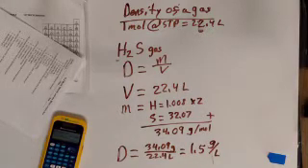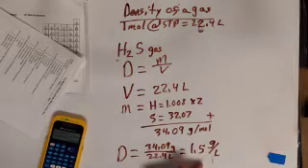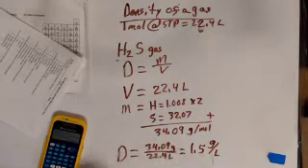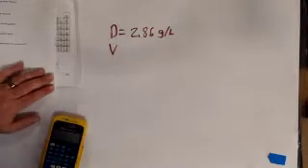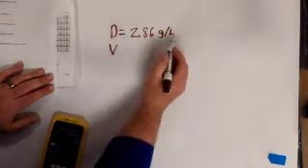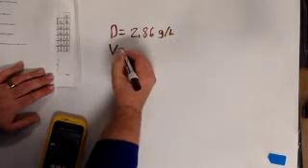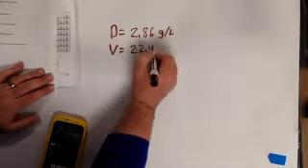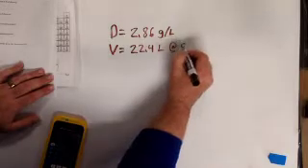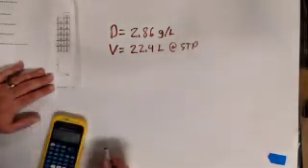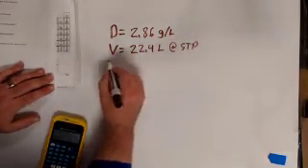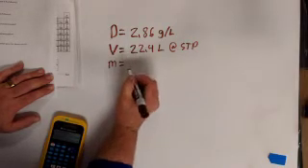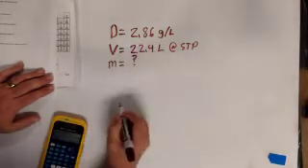Okay. If you needed to go the other way, if you had the density and you had to calculate the molar mass, you could do that as well. All right, so let's say we have a density of 2.86 grams per liter. We know that at STP, the volume is 22.4 liters at STP. Okay? Now, what we have to find is the mass of 1 mole. That's what we don't know.